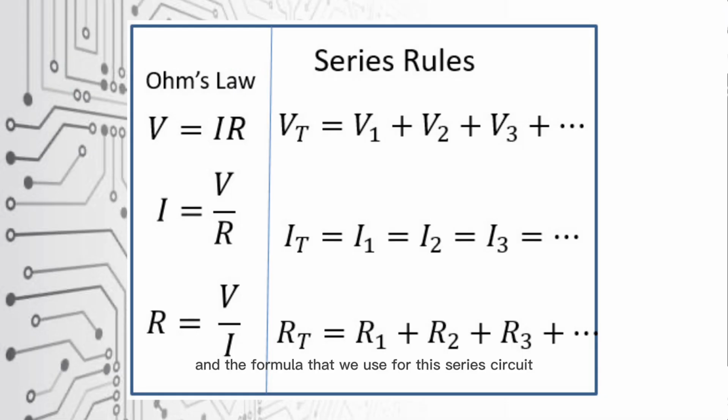The formula that we use for this series circuit is just basic Ohm's law, which is V = IR, voltage, ampere, and resistance. The voltage is equivalent to I multiplied by R. I is equal to V over R, and also resistance is equivalent to voltage over I. For the series rules, the voltage is different and the current is totally the same. So V total is equivalent to V1 plus V2 plus V3 and so on. I total is equivalent to I1 equal to I2 equal to I3 and so on. And R total is R1 plus R2 plus R3 and so on.